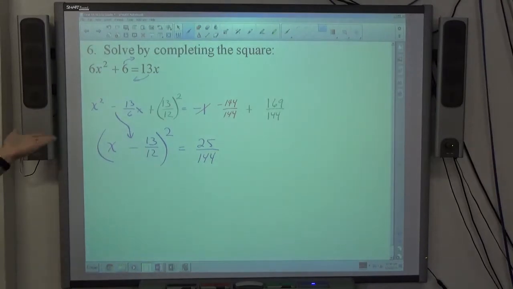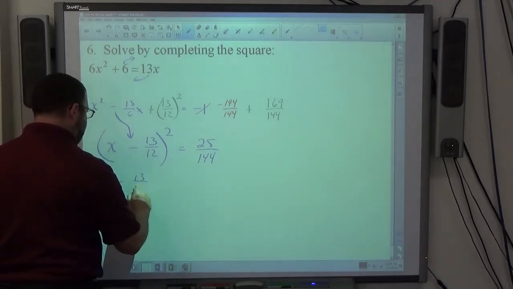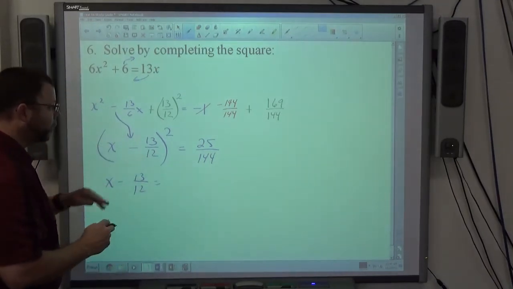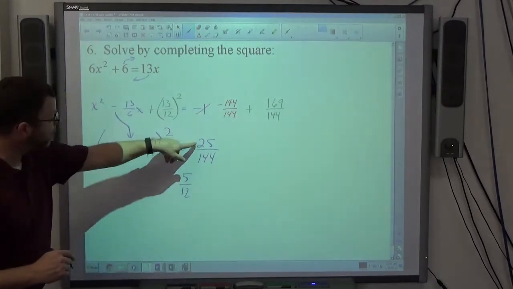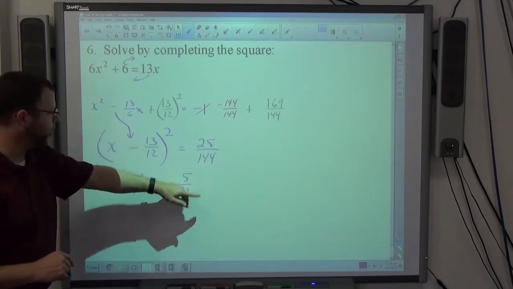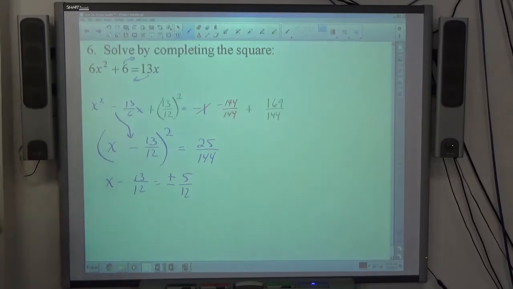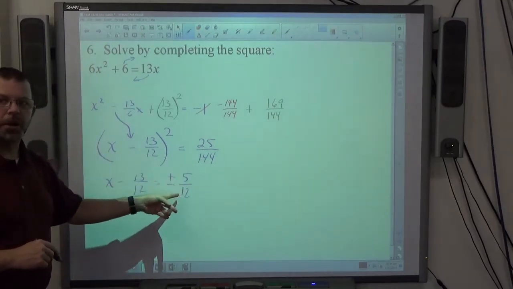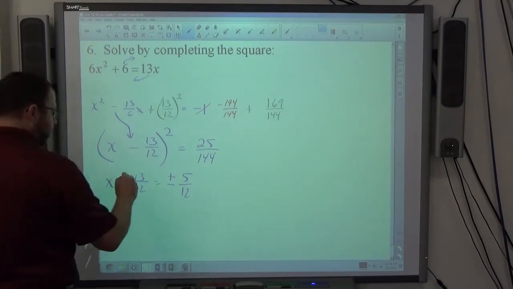Once I get to the binomial squared equals the number, now I'm going to square root both sides. So x minus 13/12 stays on the left. The square root of 25/144 is 5/12. Just so happens 25 has a perfect square root, so does 144. The bottom number always has a perfect square root. The top number doesn't always. But do make sure there's a plus or minus in front of it. When the top does have a perfect square root, you get this nice rational number here, 5/12. I expect you to get nice rational answers when you finish this up.